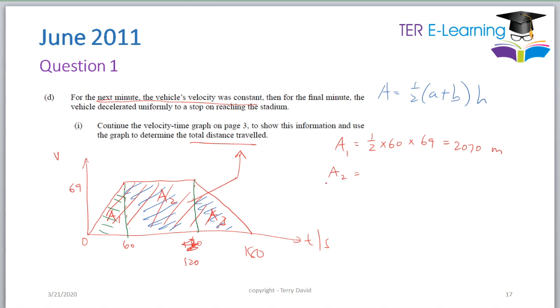Then we can work out A2, which is the rectangle. Area of the rectangle is base by height, or length by breadth. So the base is 60 multiplied by my height, which is 69. So that is 60 multiplied by 69. You're going to get 4140 meters. And then the last part, A3, we have another triangle, which is a half multiplied by my base, which is 60, multiplied by my height, which is 69, right? Which is the same 2070. All right.